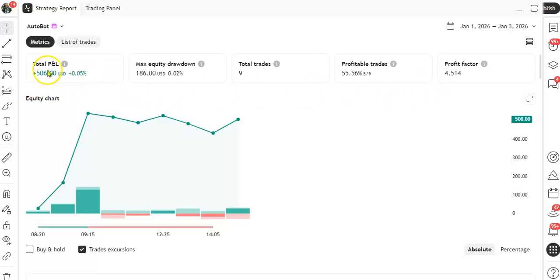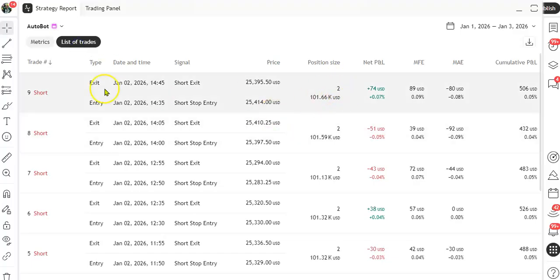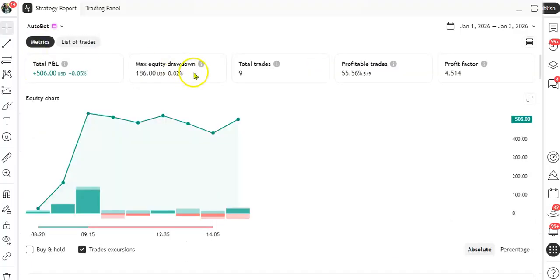And these were the results. My total P&L, and that's the overall, once you subtract the losses, and this is trading 2 micro contracts, which you know is a very small size. So $4 per point moved. We had a total P&L of $506, with a maximum equity drawdown of $186. 9 total trades. Now you can see it's only 55% profitable, 5 of 9.